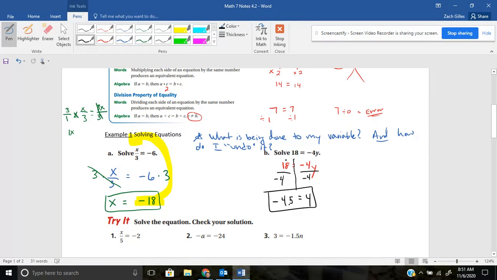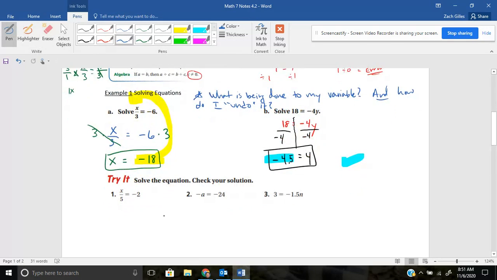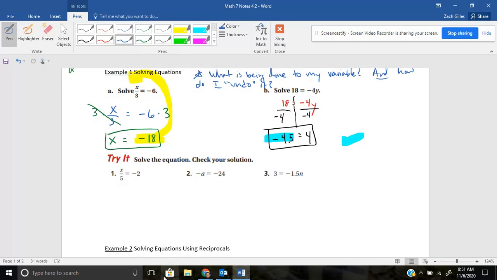Okay, again, you can check this. Go to your initial equation and put in negative 4.5 for y. Negative 4 times negative 4.5, a negative times negative would be a positive, and 4 times 4.5 would give you 18. So yes, it works. Okay, so always check your answer to be sure. All right, please pause the video now so that you can try 1, 2, and 3 on your own.